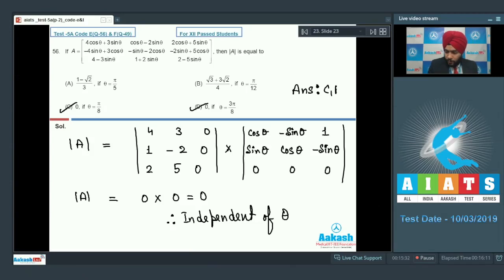Let us move on to the next section, which contains paragraph type problems.